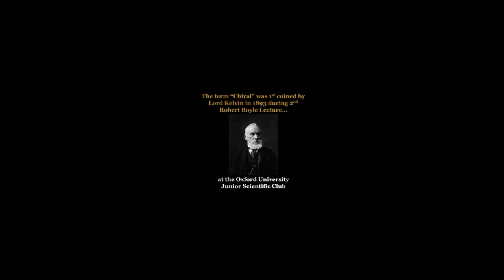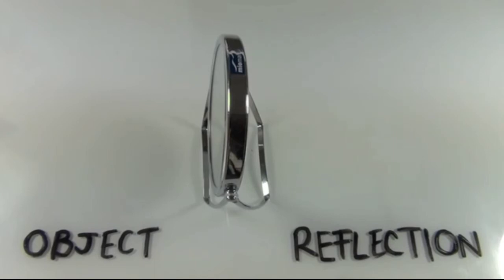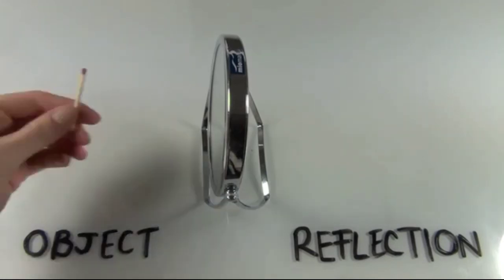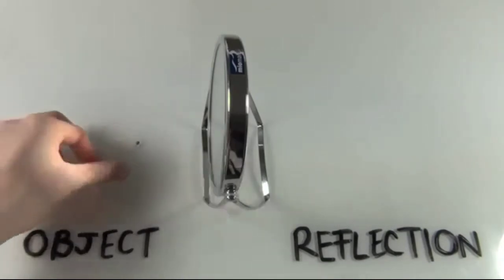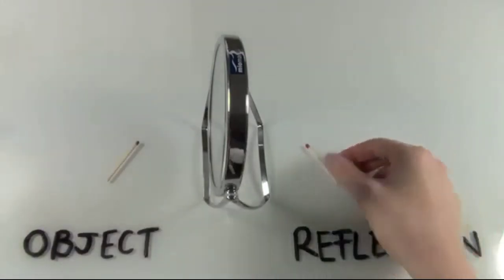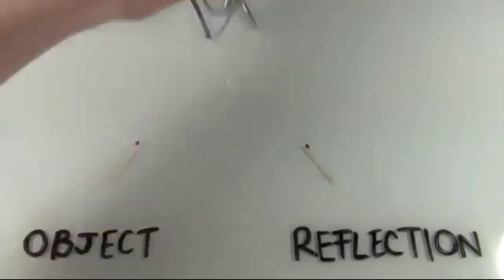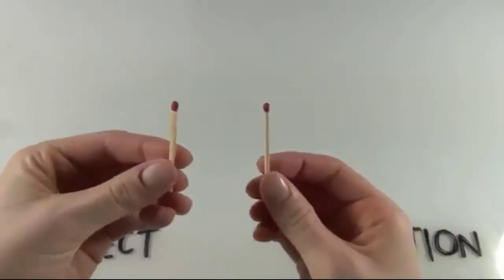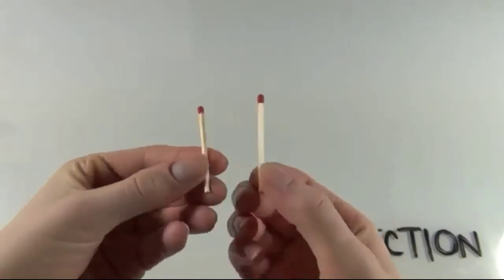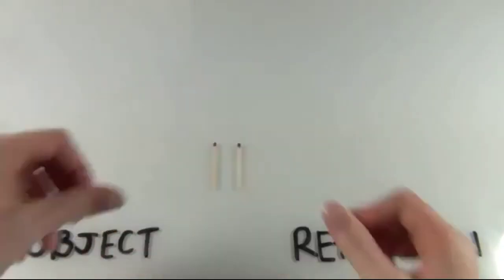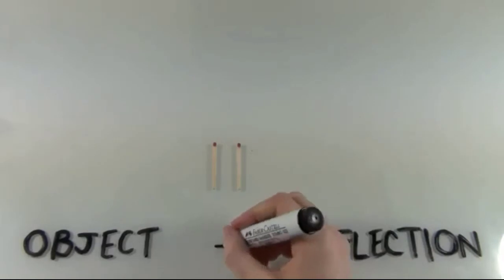The term chiral was first coined by Lord Kelvin in 1893 during the second Robert Boyle lecture, at the Oxford University Junior Scientific Club. The first object that will be shown is matchsticks. Let's see if the two matchsticks are identical. As you can see, the two matchsticks are equal, they are identical.